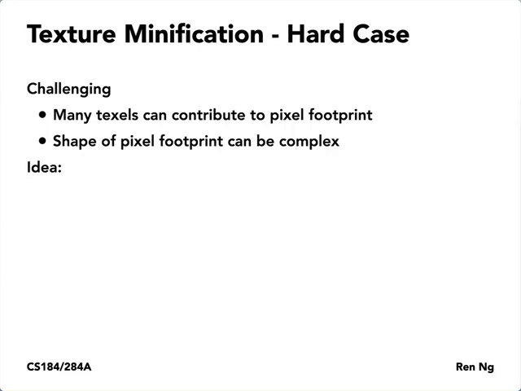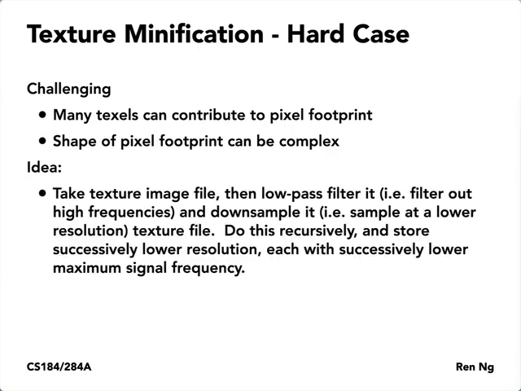What's the idea in texture minification anti-aliasing? The idea is to take the texture image file and then low pass filter it. What does low pass filter mean? Again, it means passing only the lower frequencies in the space, filtering out the higher frequencies. So low pass filter and then downsample it. Downsample just means sample that signal at a lower rate, a lower resolution, and do that recursively.